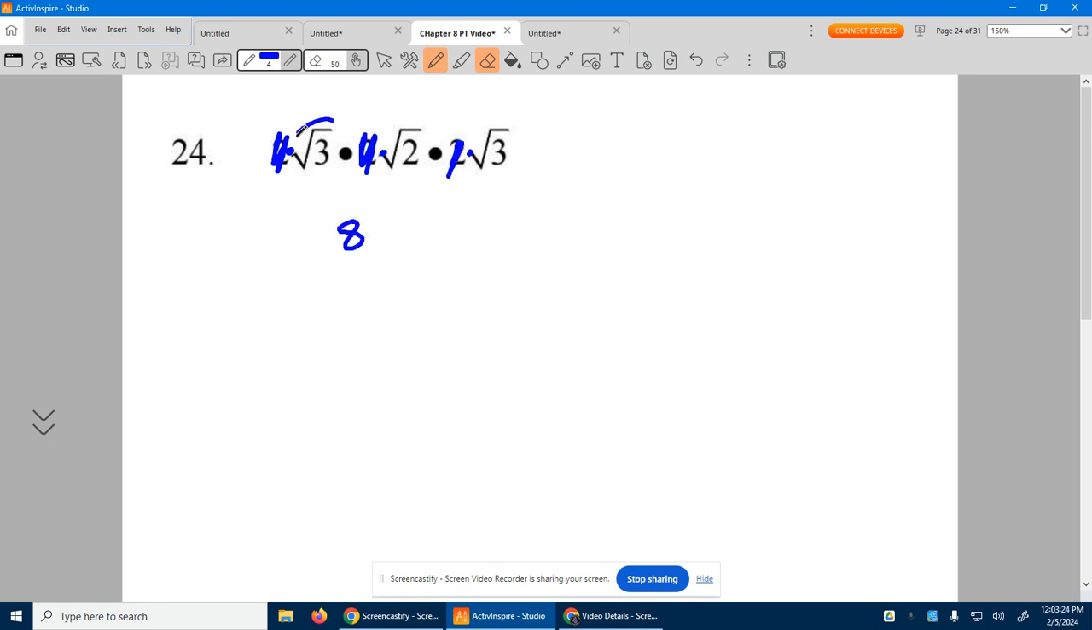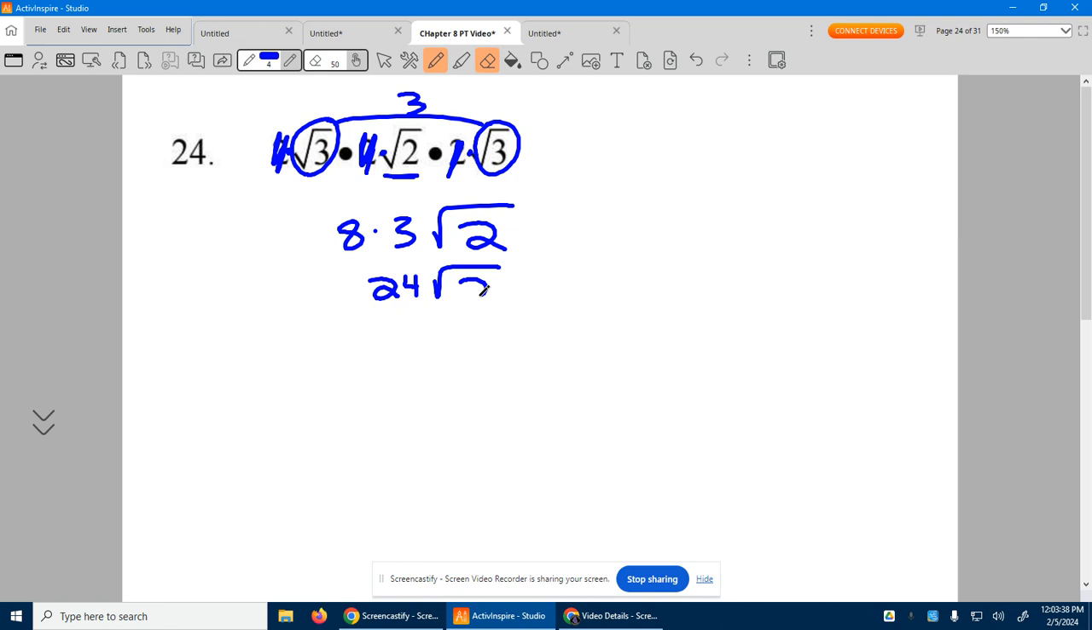And then I notice, wait, I have a root 3 times a root 3. Well, root 3 times root 3 is a 3. So I have a multiplying by a 3. And then left behind, I just have a square root of 2 right here. So the final answer here is simply going to be 24 root 2.